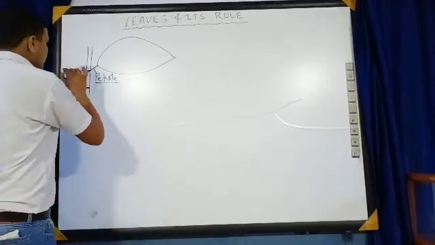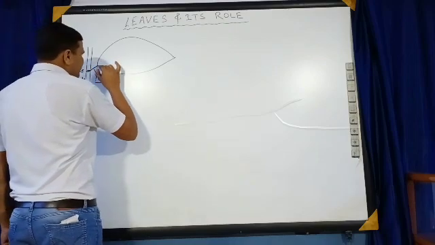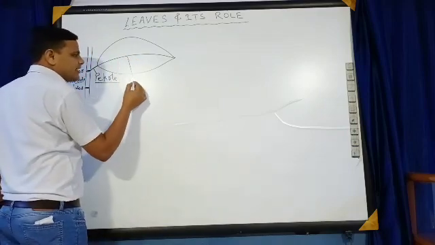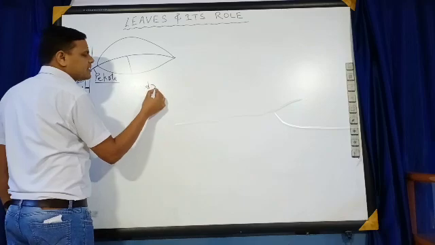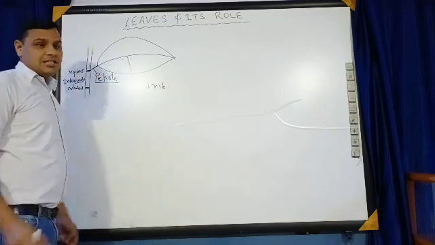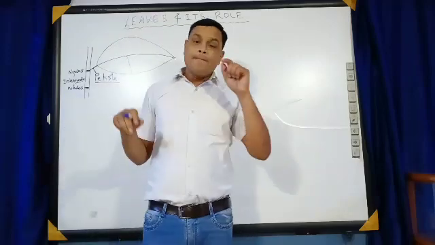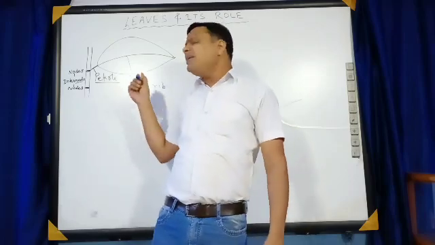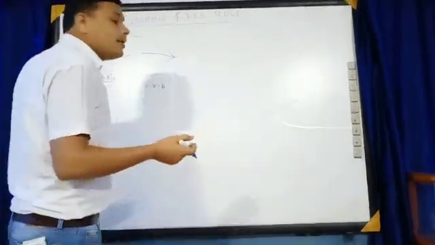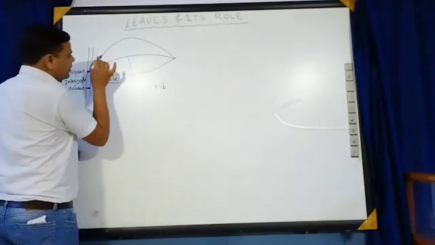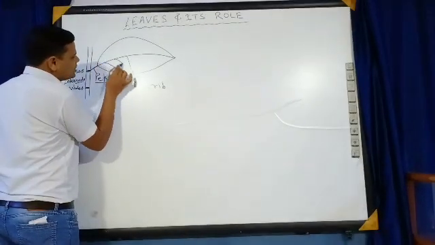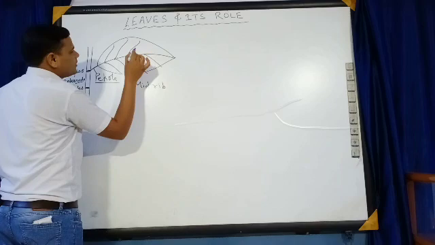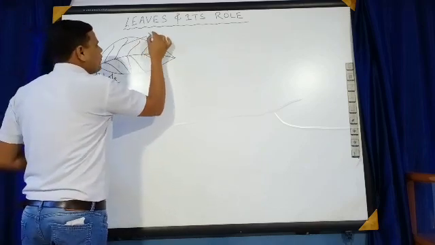After this, we have a midrib. A rib generates from this part to another part. This is known as the midrib of the leaf. Just like we have a backbone, we can say this midrib is the backbone of the leaf. From the midrib, we have small veins generated. These are veins.